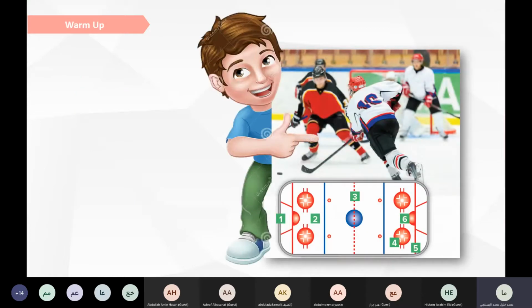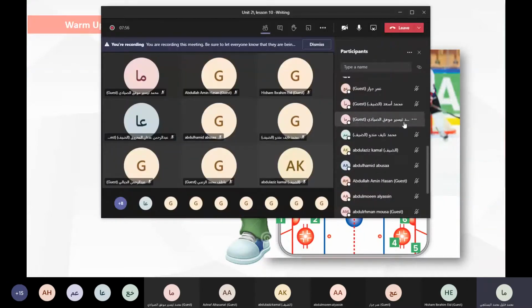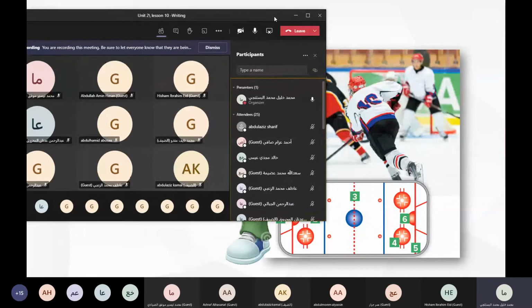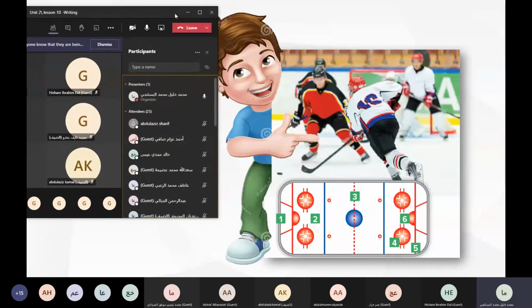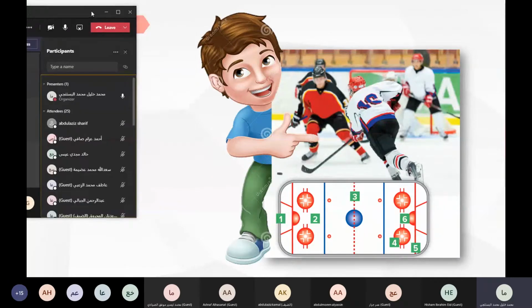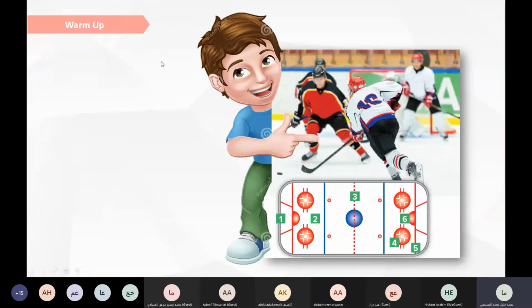Look here, look at the picture. What do you think this sport is? Can I answer? Yes, I think it's hockey. Good. Yeah, it's hockey. Thank you. It is hockey, ice hockey. So here our lesson will be about ice hockey. These paragraphs will be about ice hockey. Good.